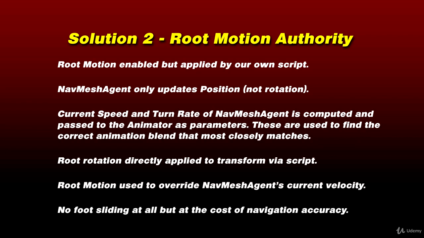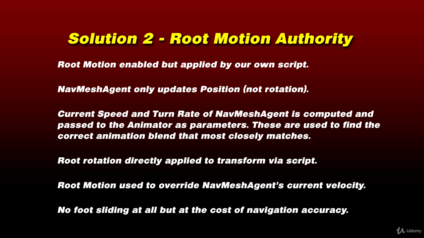Each frame, we will examine the desired velocity of the nav mesh agent, which we know tells us the direction and speed that the nav agent would like to achieve. We use this desired velocity vector to calculate a speed and a turn angle that we can then use as parameters for our animation state machine. What we are saying to the animator is essentially, this is the speed, the direction, and the rotation that the nav mesh agent wants us to perform. Please find the animation in your blend tree that most closely matches this. The animation state machine then calculates the root motion and rotation, but instead of updating the game object automatically, passes this data to us via a function of one of our behaviors.